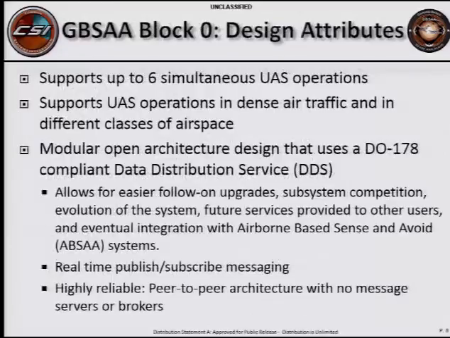So, some of the design attributes. Our Block 0 system can support up to 6 simultaneous UAS operations in a given area. That is not an inherent design limitation for GBSAA in general. That's just our Block 0 system. With the RTI DDS, we can add more if we need to in future blocks. It's not an inherent design limitation, but that's all that we needed for our Block 0 system. We can support operations in dense air traffic and in different airspace classes. The initial operations will occur in Class D airspace, as well as Class E airspace and Class C airspace.